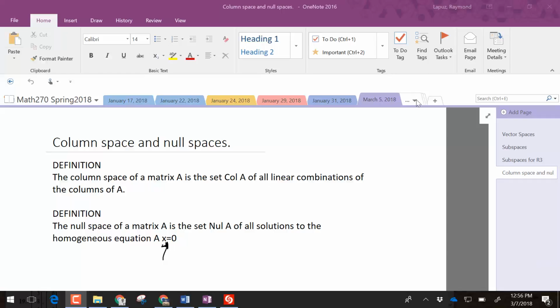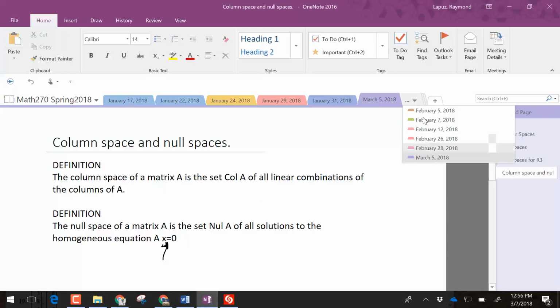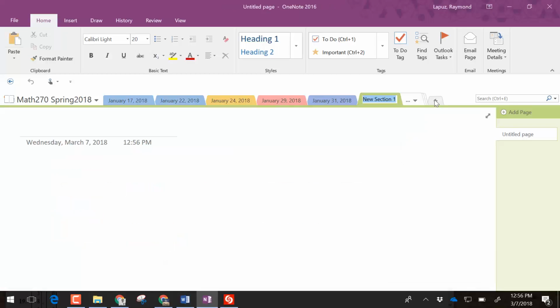This is where we left off from last time. Today is the 7th, 8th, 7th, and subspaces.